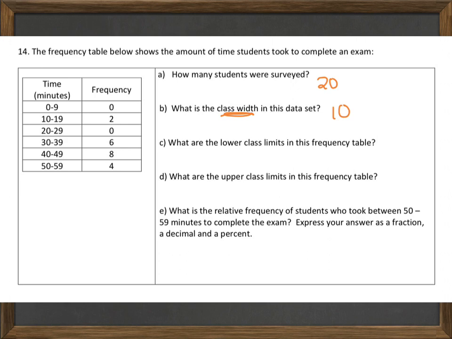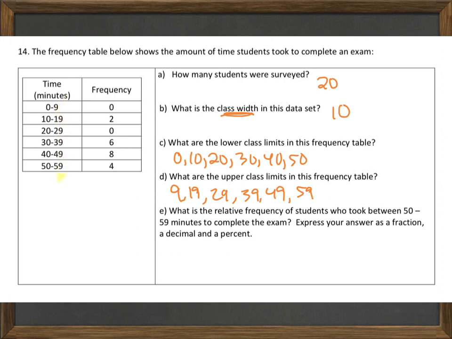What are the lower class limits? Well, the lower class limits are all these numbers over here. So there is 0, 10, 20, 30, 40, 50. Those are the lower class limits. What are the upper class limits? Well, the upper class limits are the upper limits in each class. So 9, 19, 29, 39, 49, 59. Those are the upper class limits.